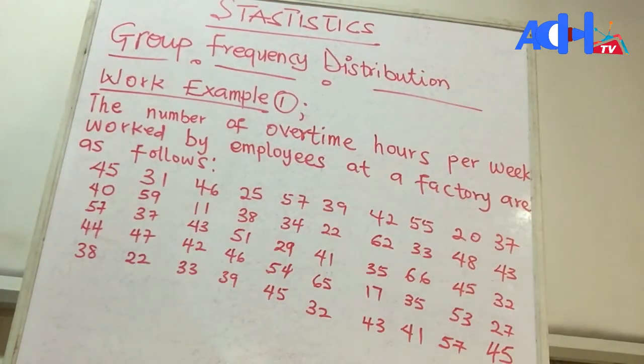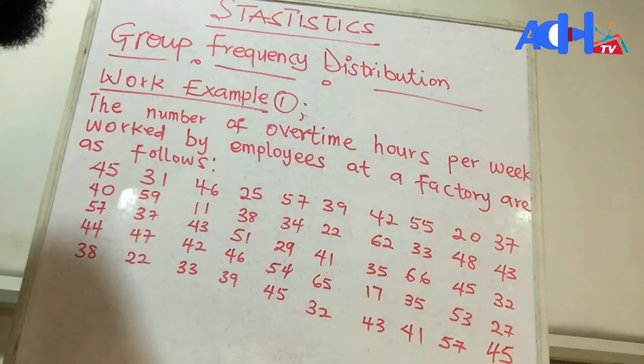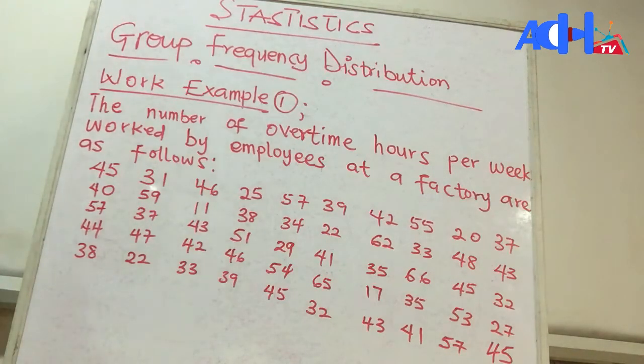Today we are going to look into another sub of statistics, which is called group frequency distribution. A group frequency distribution is a frequency distribution with small frequencies or large range of values of a grouping data.